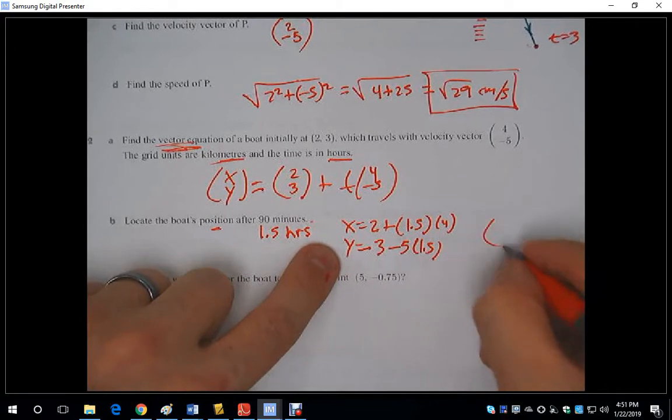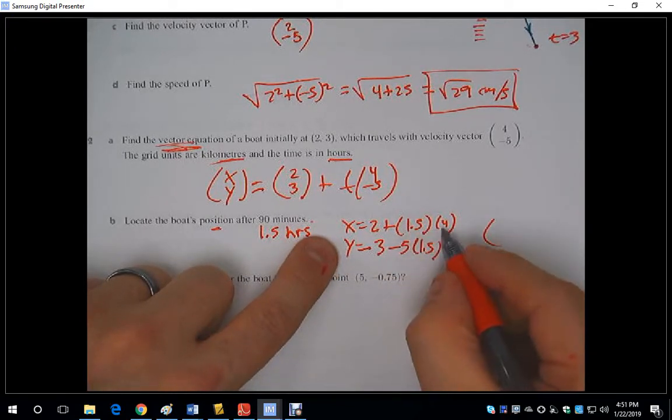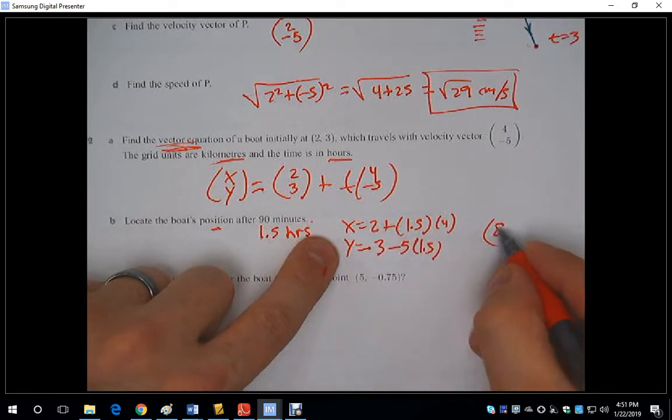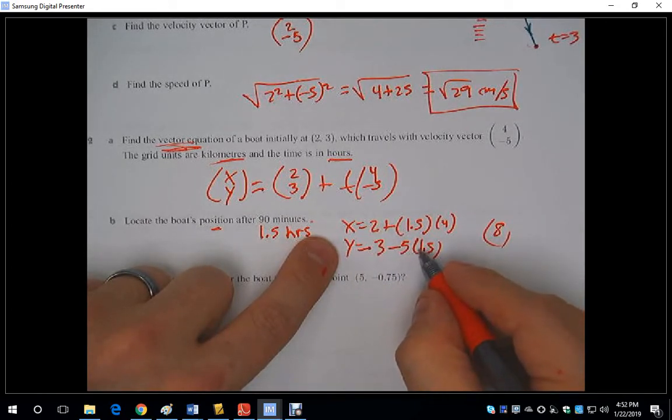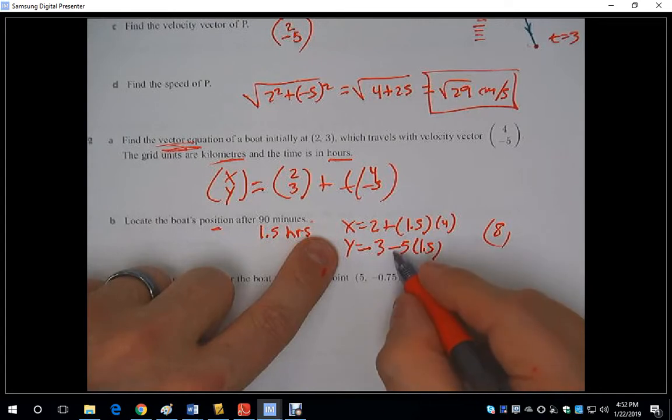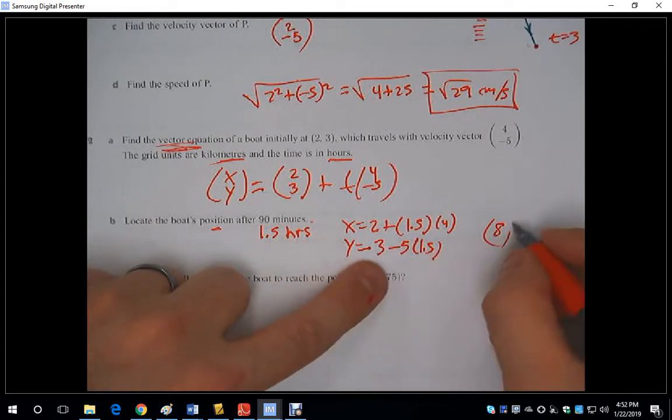So that's going to give me a position of, well, 1.5 times 4, that's going to give me 6. 6 plus 2 is 8. And then negative 5 times 1.5 is going to give me negative 7.5. And negative 7.5 plus 3 is going to give us negative 4.5.